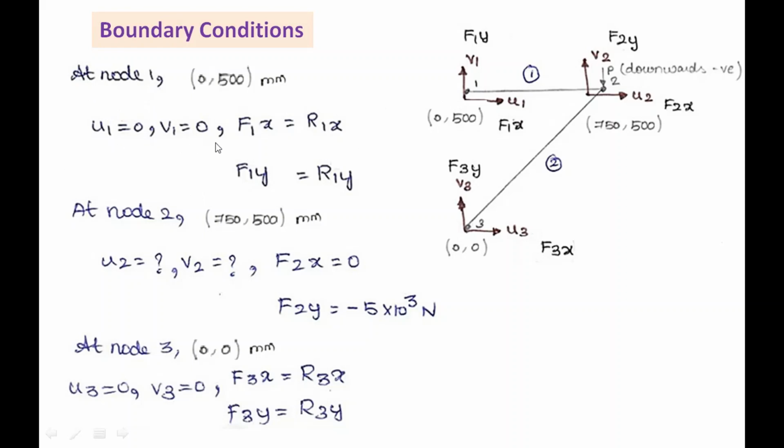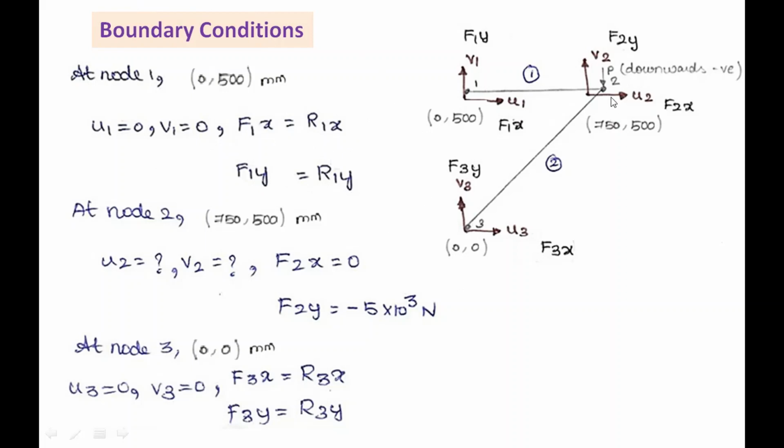So node 1, U1 is 0, V1 is 0, because it is hinged supported. Because it is a support, we will have a reaction force. So we are writing F1x is equal to R1x, F1y equal to R1y.